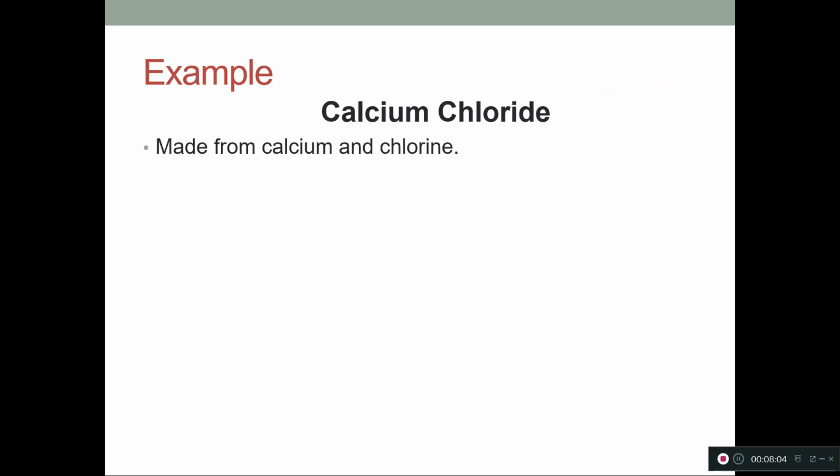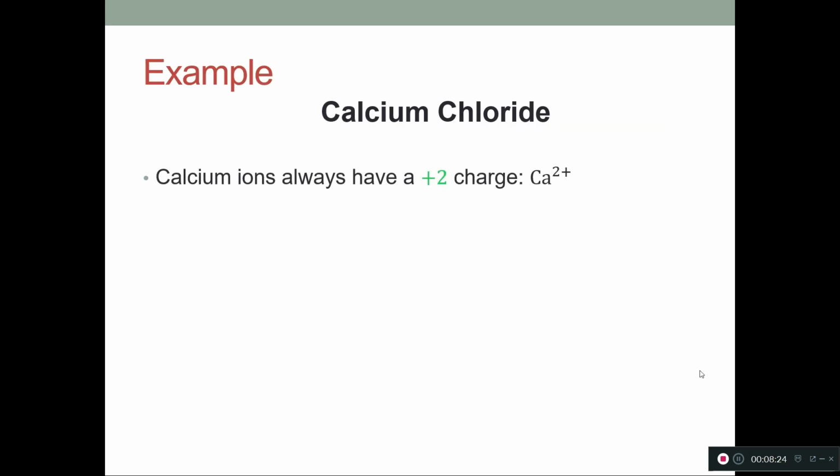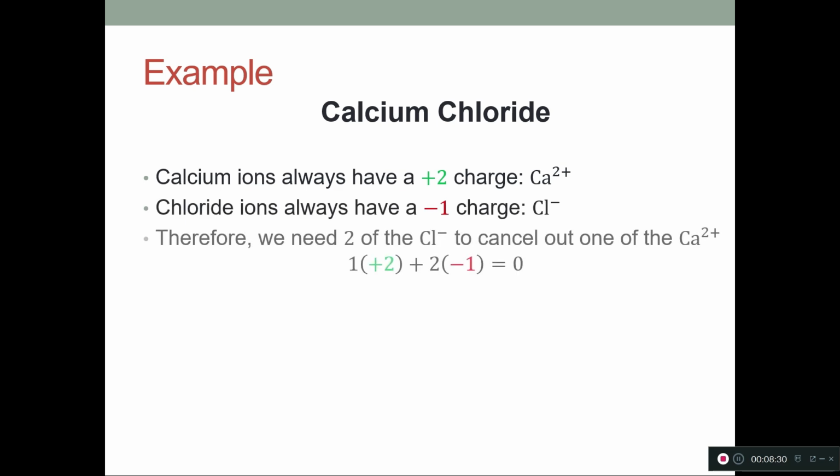If we think of something like calcium chloride, which is made from calcium and chlorine, we first want to find out what our cation and our anion are. So calcium is going to be over here, that's in the +2 column, and chloride is over here in the -1 column. So that means we have the +2 calcium and the -1 chloride. The calcium ions always have the +2 charge. The chloride ions always have a -1 charge. Therefore, we need 2 of the chlorides to cancel out 1 of the calciums. So we want to essentially do this formula here and get it equal to 0. So we need 1 of these +2s and 2 of these -1s to get 0.